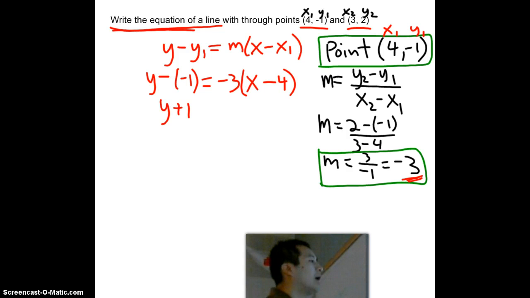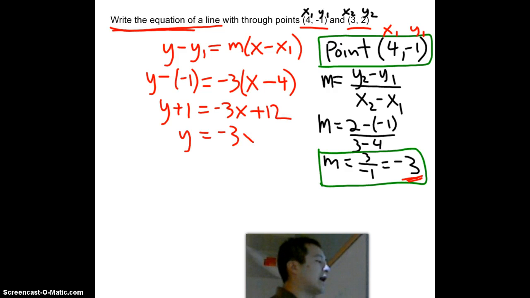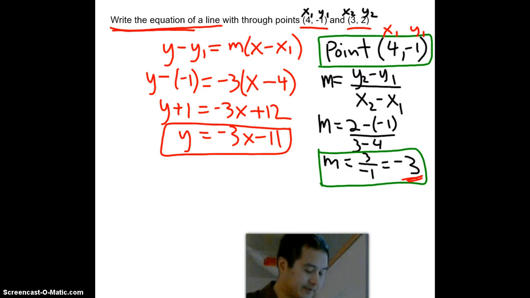Y plus 1 equals negative 3x plus 12. Minus 1 from both sides. Y equals negative 3x minus 11. Perfect. Now I'm ready to graph.